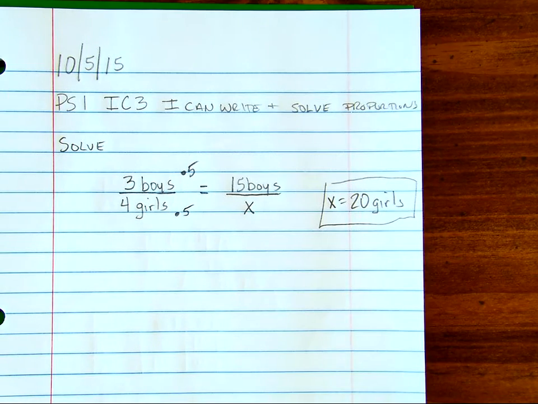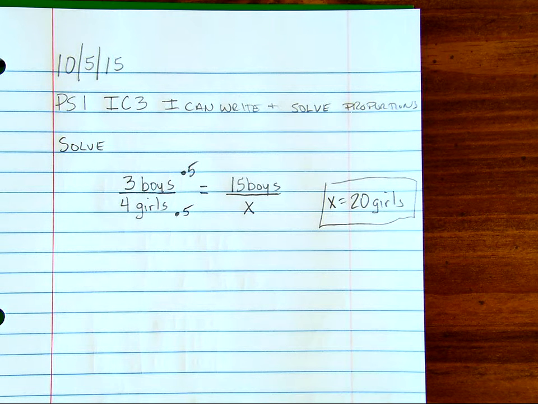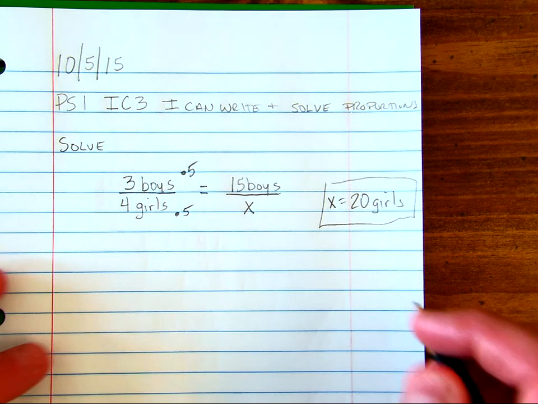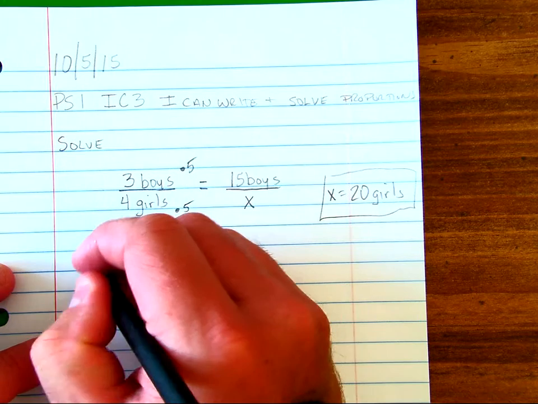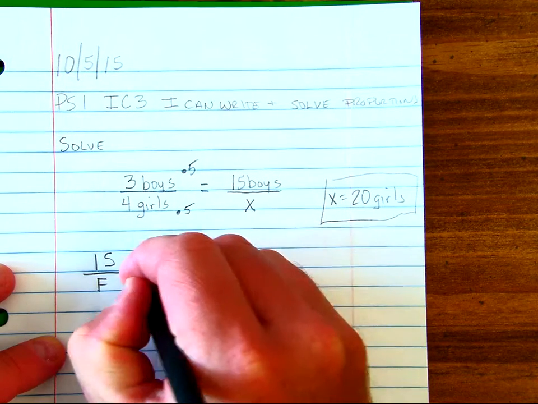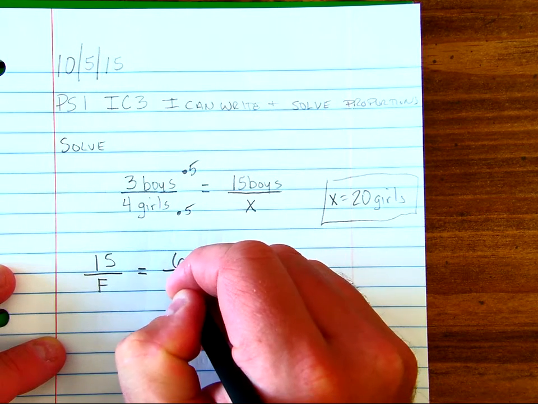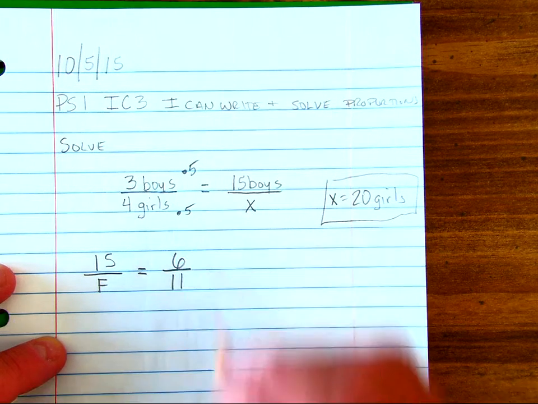And that is correct. If you're given one of these basic proportions, by all means, you are allowed to do that, if you can see a pattern here. Most of the problems that we're going to do are not going to be this basic. So let's say I'm not even going to use labels. I'm just going to use 15 over F equals 6 over 11.